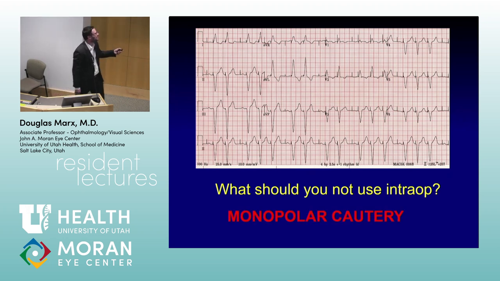So if you see something, here's what I would say. If you see some weirdness on their EKG, you want to avoid the monopolar cautery. Just don't use monopolar. Pacer, right? Monopolar, you've got to be careful. No, I think he needs a pacer. He has a pacer. Yeah, you can't use it with a pacer. Yeah, so he's got those spikes.